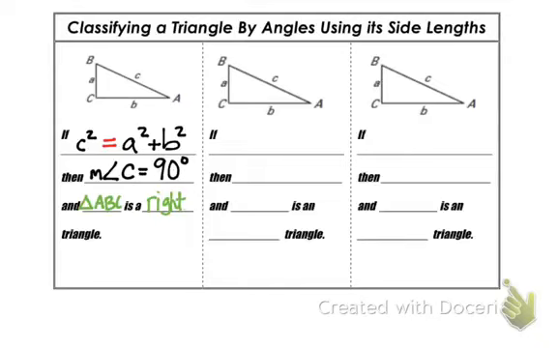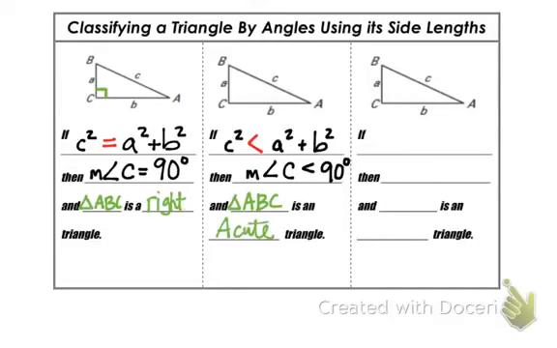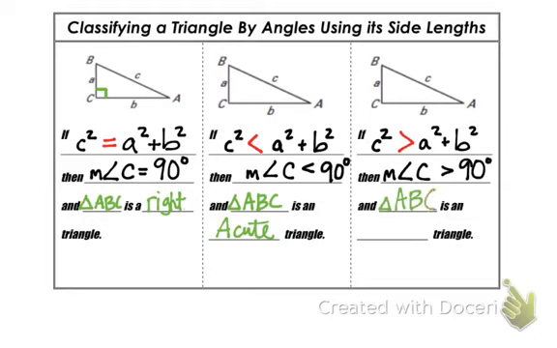Now, if c squared is less than a squared plus b squared, then the angle across from the longest side is going to be less than 90 degrees, and triangle ABC is an acute triangle. And then finally, if c squared is greater than a squared plus b squared, then the angle across from the longest side, angle C, is greater than 90 degrees, and triangle ABC is an obtuse triangle, excuse me.